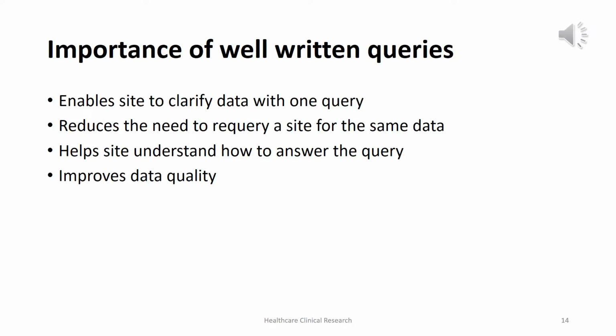It's important that our query writing is done in a very clear fashion for a couple of reasons. Number one, it enables the site to clarify the data with one query, and it reduces the need to requery a site for the same data. If they're confused about the query, it's probably going to lead to an answer that may not be accurate, or they may not even know how to answer it, which can be an even bigger problem. It also helps the site understand how to answer the query, and it improves our overall data quality. So we need to write these in a very consistent format, which we're going to go over in just a moment.